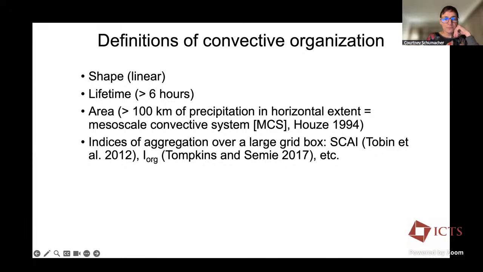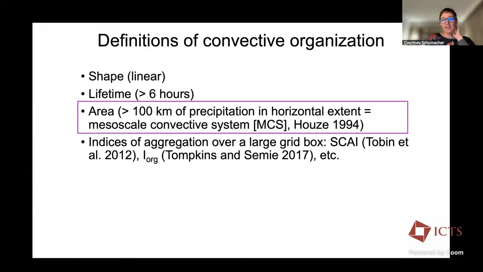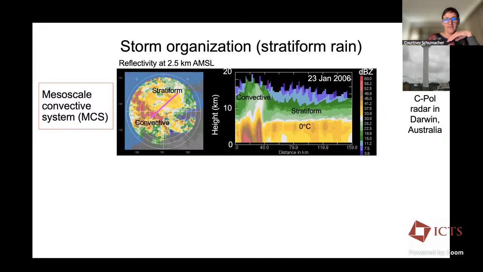use quite a bit. There's also, you'll probably hear about this during your time, the indices of aggregation over a grid box. I just listed two, there are many out there. So these are just some different ways that people define convective organization. Again, I was told to talk about this, but I believe strongly in the importance of mesoscale convective systems as an important type of convective organization. So the rest of my talk will be about MCSs basically.